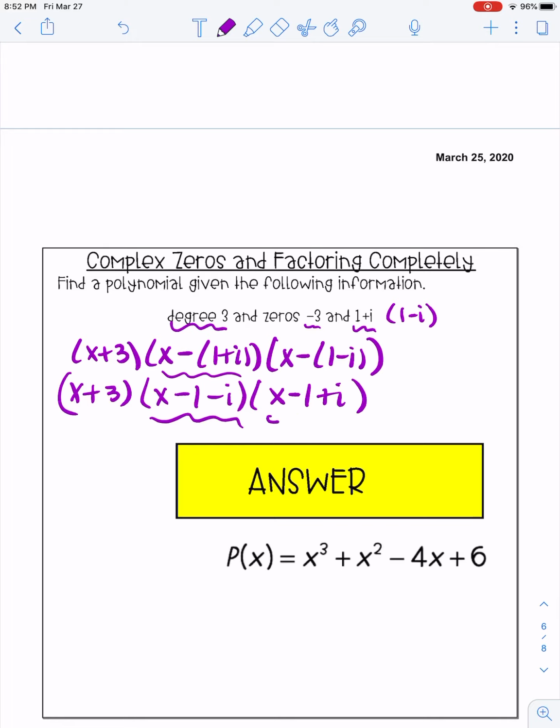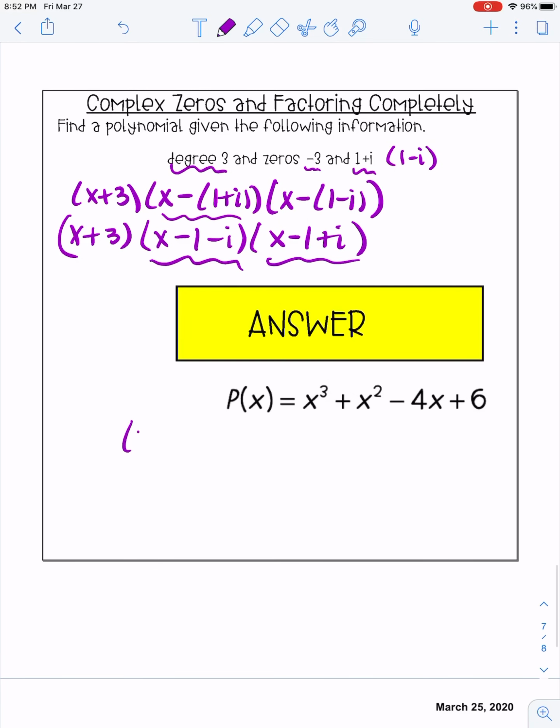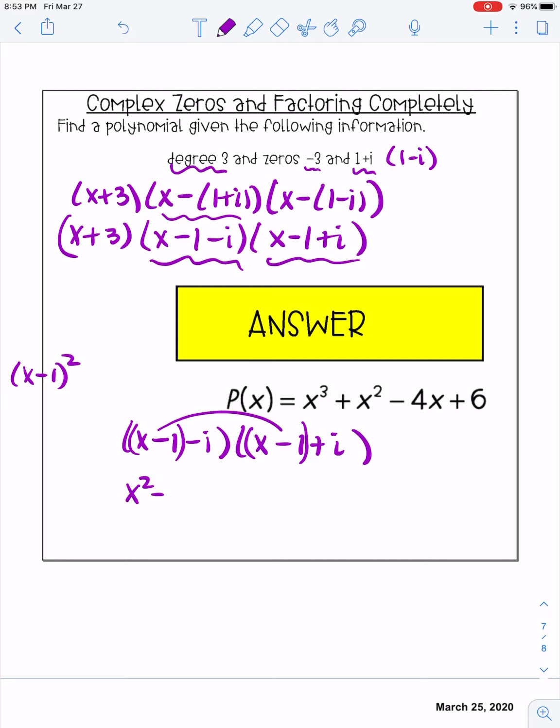And then I need to multiply these two. So then it gets a little tricky, but not crazy. So I have x minus 1 minus i and x minus 1 plus i. Now the easiest thing to do is to group these together like this, because when I multiply these, I'm just doing, side note here, I'm just doing this, right? So when I actually multiply those, I get x squared minus 2x plus 1. And then when I multiply the outside and inside terms, they end up canceling to 0. And then the last two, when I multiply those, I just get negative i squared.